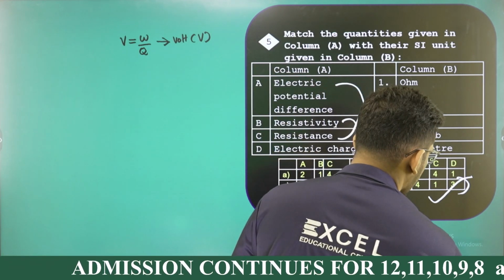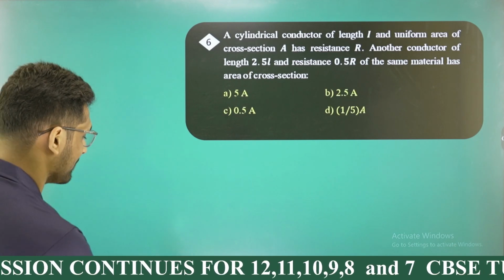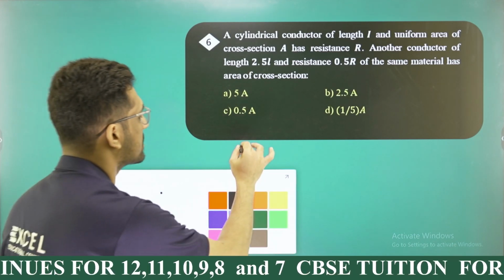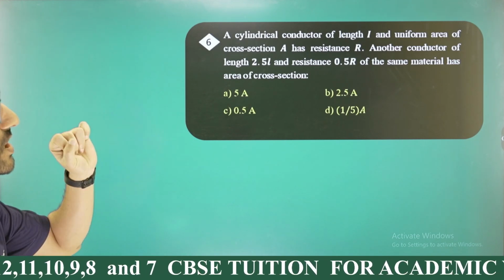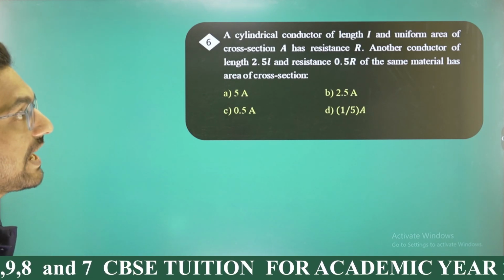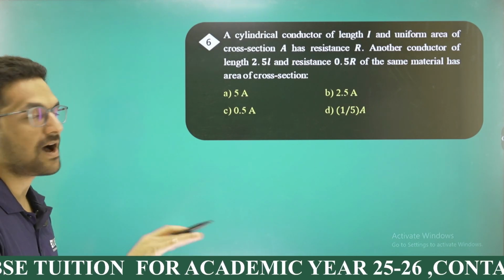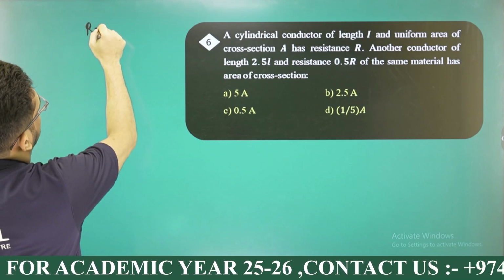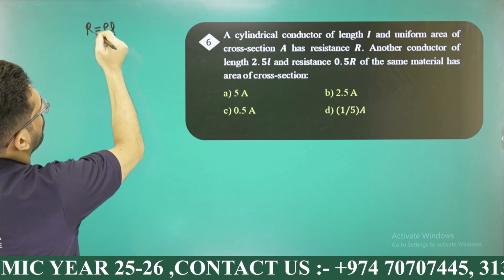Okay. Now let's see the next question. It's an MCQ. I saved the MCQs and assertion reason questions for the last. A cylindrical conductor of length L and uniform area of cross section A has a resistance R. I'm going to write the equation for resistance. Equation for resistance is rho L by A.